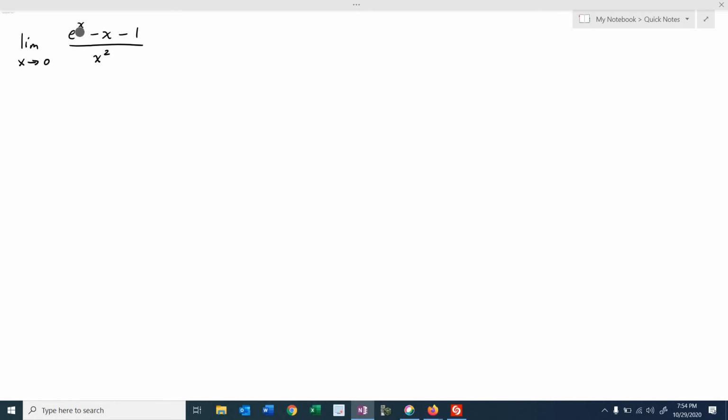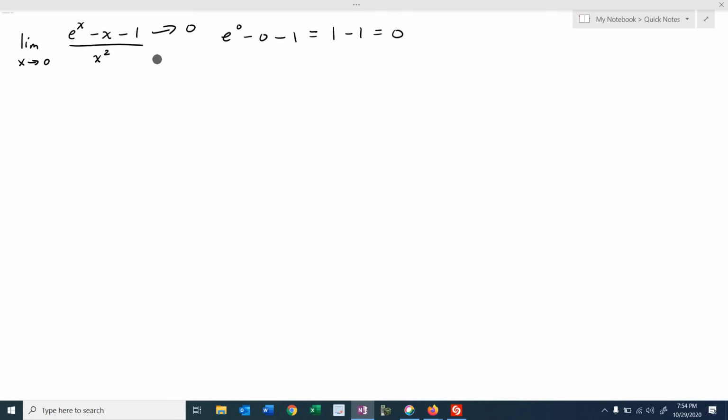Now, using direct substitution, we're going to get e to the 0 minus 1. And notice that e to the 0 is equal to 1. And so this ends up equaling 0. Now again, that means as x is getting closer to 0, this top piece is getting closer to 0, right? But it never actually reaches it.